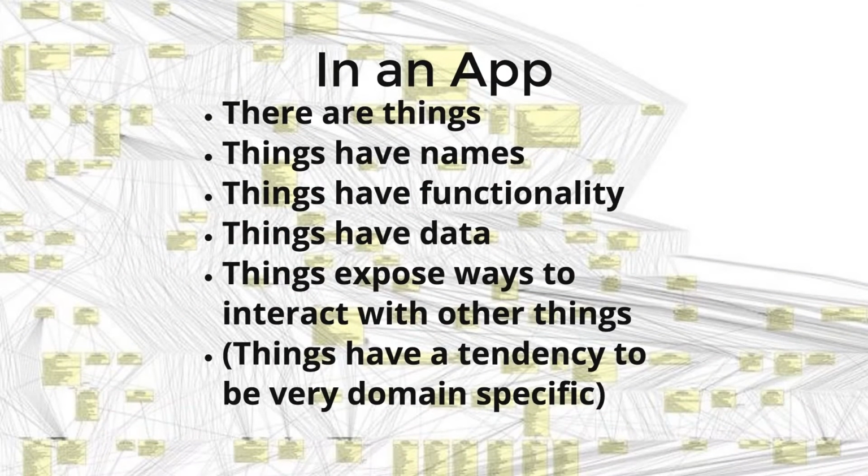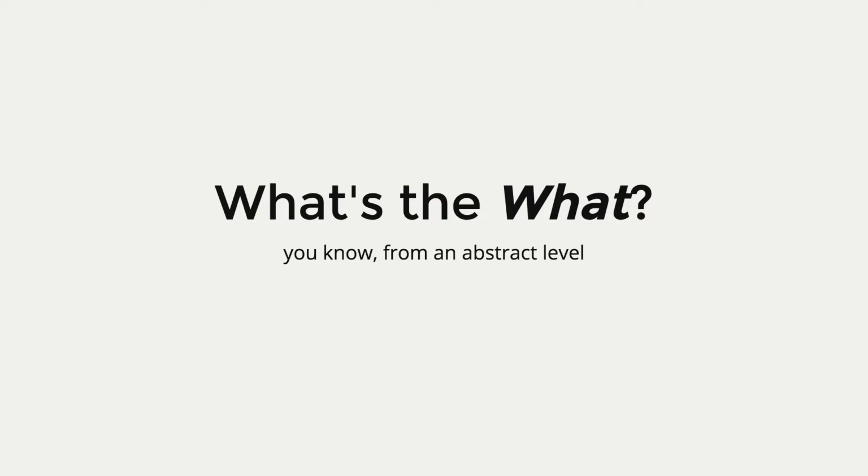I think to do that, we have to figure out what an app does. So in an app, there could be things, and things can have names, things have functionality. Things may have data, and they expose ways to interact with other things, and they can be very domain specific. But all that is the how, or a how. But what's the what? I mean, what does an app do, right? So from that same kind of abstract point of view.